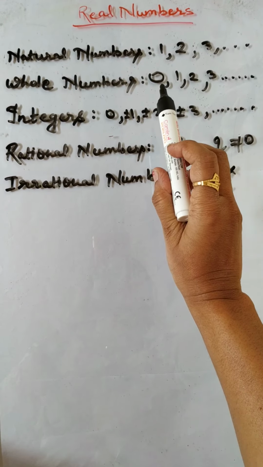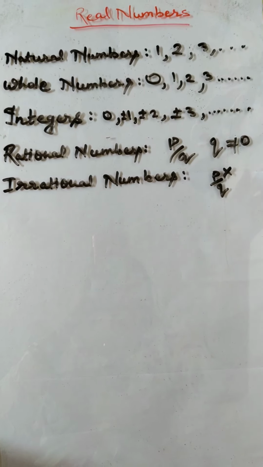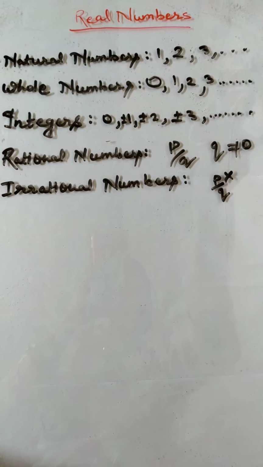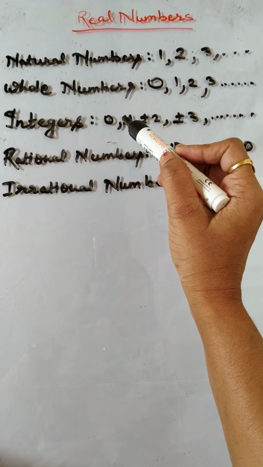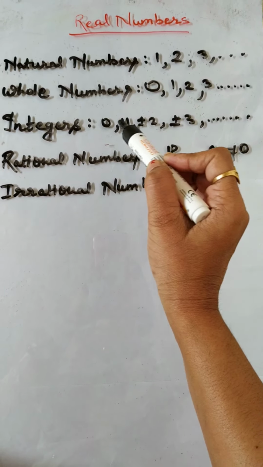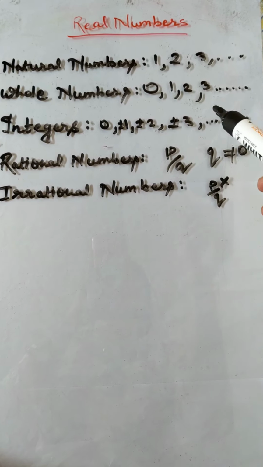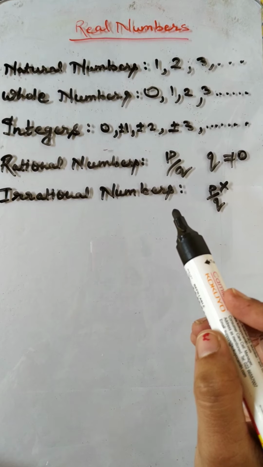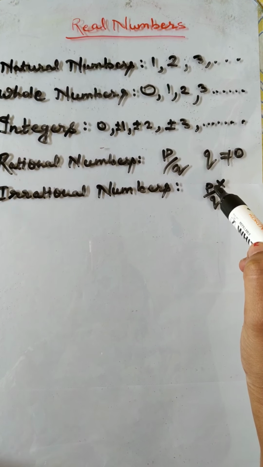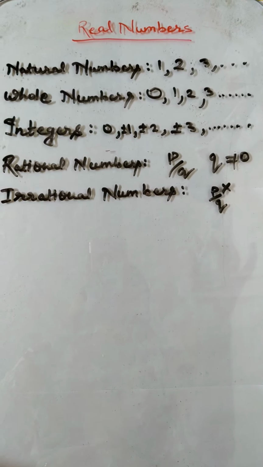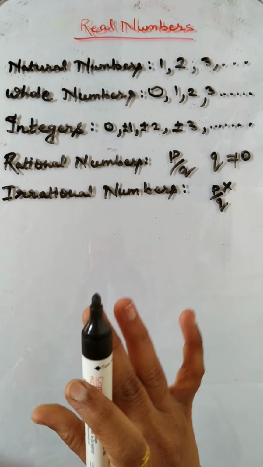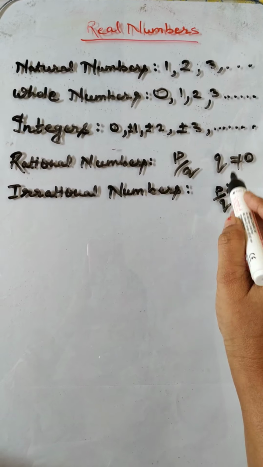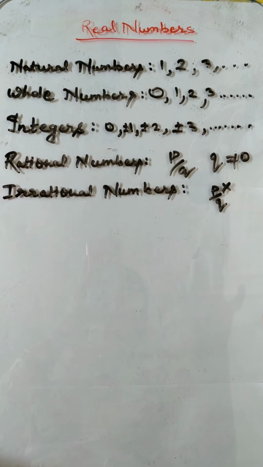Whenever 0 is included in the natural numbers, they become whole numbers. All the whole numbers with the negatives of natural numbers, the set looks like that. It is called integers: 0, plus minus 1, plus minus 2 and so on. Whenever a number is in the form of p upon q, where q is not equal to 0, it is called a rational number. And if we can't write a number in the form of p upon q, it becomes an irrational number.